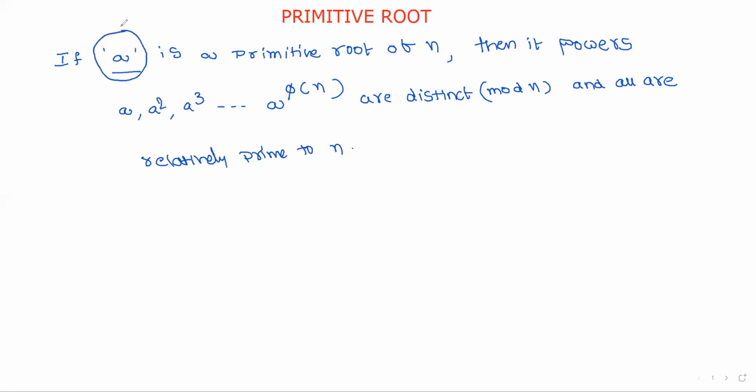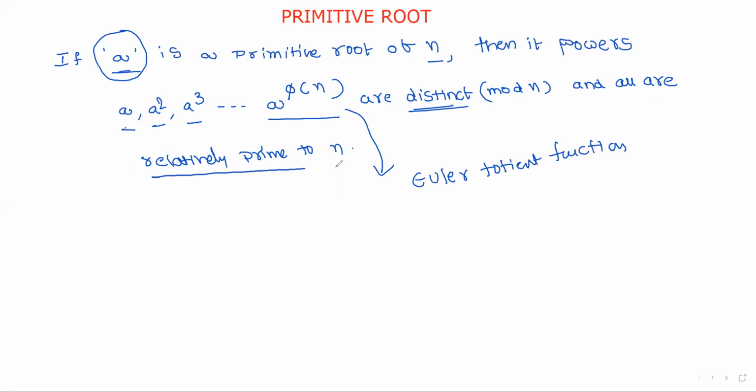So observe, here a is called a primitive root of a number n. How can you say that? We calculate the powers a square, a cube, and so on, a power phi of n. Here phi of n is the Euler-Totient function. So calculate a mod n, a square mod n, a cube mod n, and a power 4, up to a power phi of n mod n. All the values must be different, and at the same time, all are relatively prime to n.